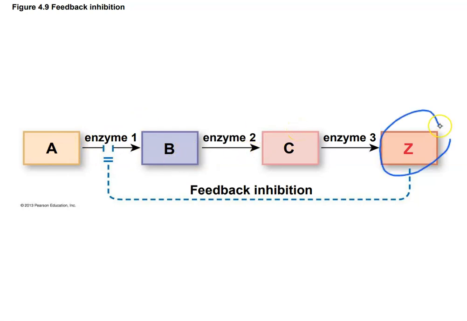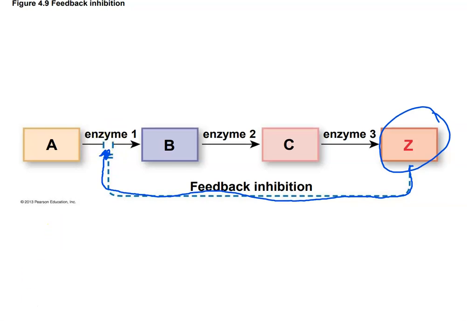Now, once you have enough of Z, then you just somehow want to stop the reaction. So a lot of times, Z becomes an inhibitor to enzyme 1. So now, once we have enough Z, then Z by itself becomes the inhibitor to an early enzyme in a metabolic pathway. And that process is known as feedback inhibition.